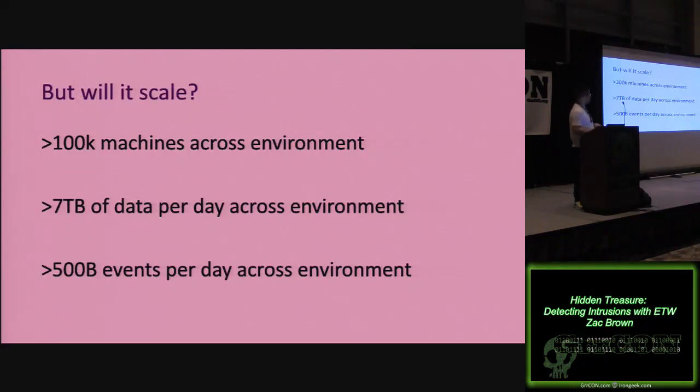But will it scale, right? So I've been kind of making allusions to the numbers. These are the numbers from January 2017 after filtering. More than 100,000 machines, more than 7 terabytes of data per day, and more than 500 billion events across the environment. And in reality, that number is more like 200,000 machines now. It's more like 14 terabytes of data now, and almost 1 trillion events per day. And that's all after filtering, all after aggregation, all after all those signals I've been talking about.